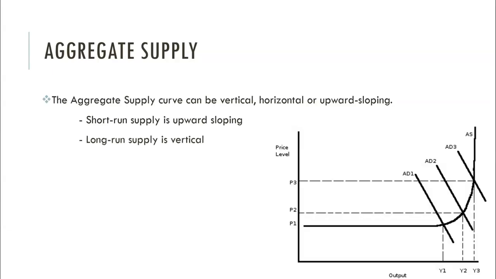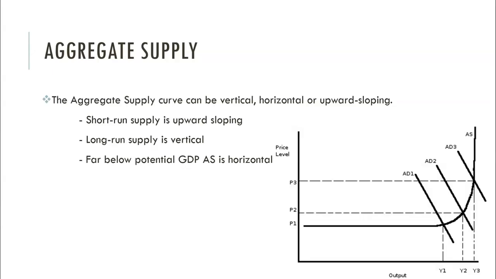In the long run, aggregate supply becomes vertical because it's no longer affected by the price level, but it's determined by the capital stock, the amount of natural resources available, the amount of labor, and the skills of workers. Our long-run aggregate supply represents potential GDP, represents producing on that production possibility curve. And so in the long run, we're going to have a vertical aggregate supply curve.